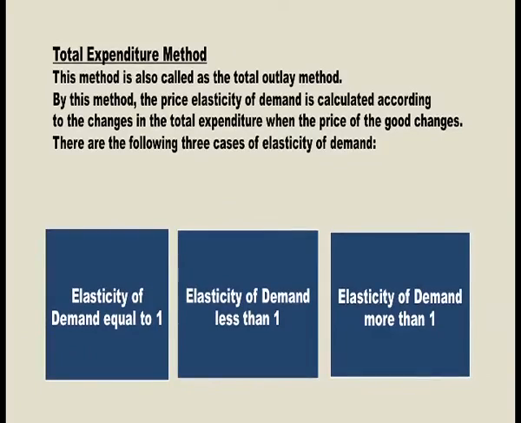Now, total expenditure method. This is the third method of calculating price elasticity of demand. This method is also called the total outlay method. By this method, the price elasticity of demand is calculated according to the changes in the total expenditure when the price of the commodity changes. There are three different cases of elasticity of demand in the case of total expenditure method: elasticity of demand equal to 1, elasticity of demand less than 1 and elasticity of demand more than 1.